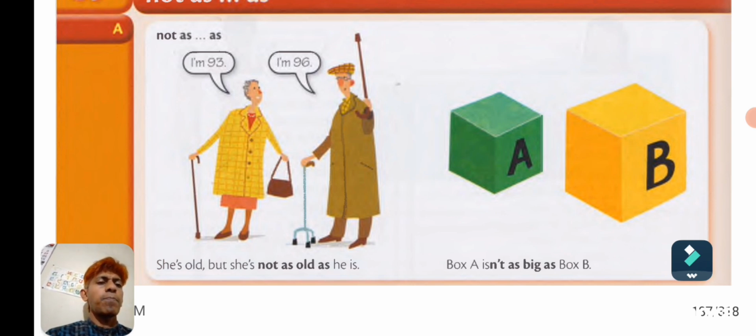On the other side, the right-hand side, there are two boxes, A and B. Box A isn't as big as box B. Right.